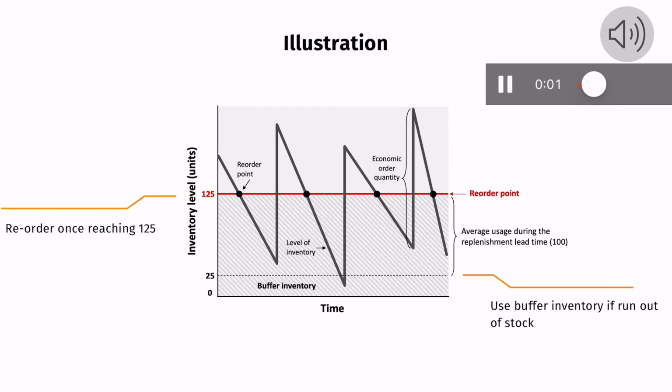For example, with this inventory, when the stock drops to 125, then you reorder straight away. However, it won't come instantly, and if the business is needing more stock, then they use the buffer inventory. With continuous systems, you reorder the same inventory every time. As shown in the illustration, the lines are always vertical.